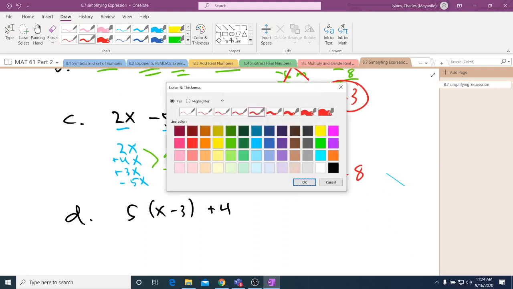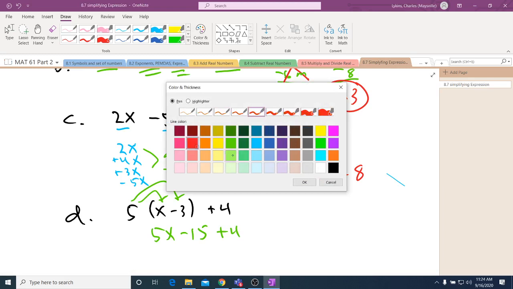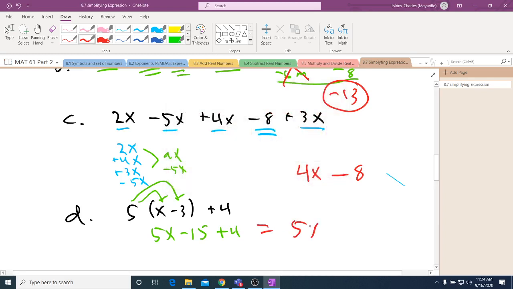Part D, you're going to have to distribute the 5 to the parentheses, so that would turn into 5x. 5 times negative 3 is negative 15. I still have that plus 4. So that's 5x. Negative 15 plus 4 would give me a negative 11. So that would be minus 11.